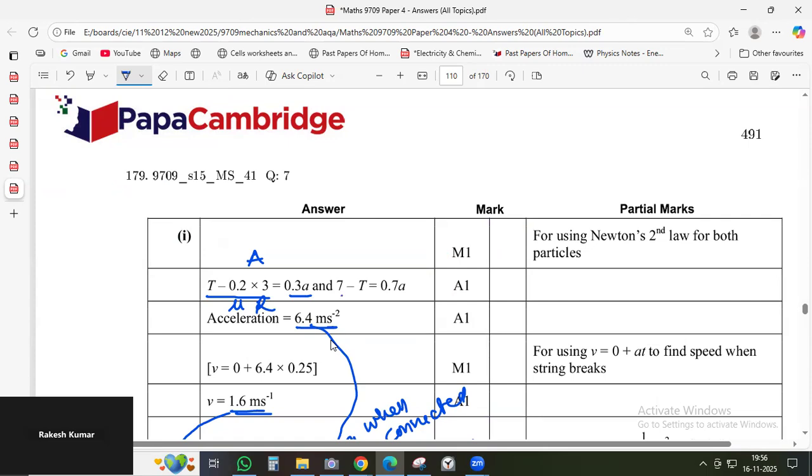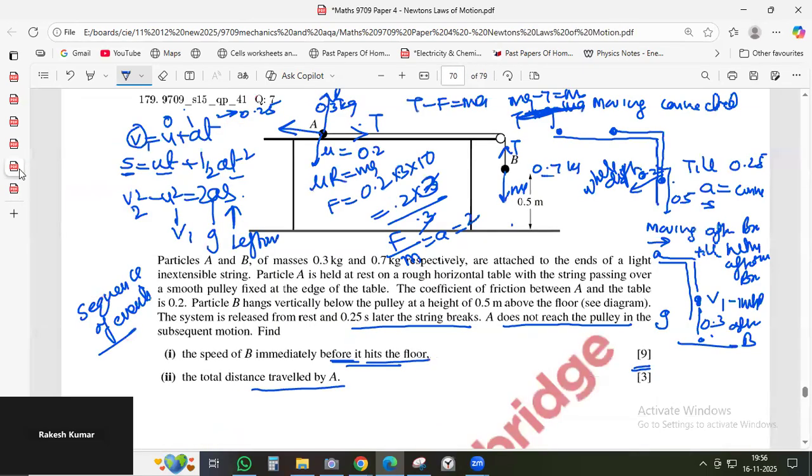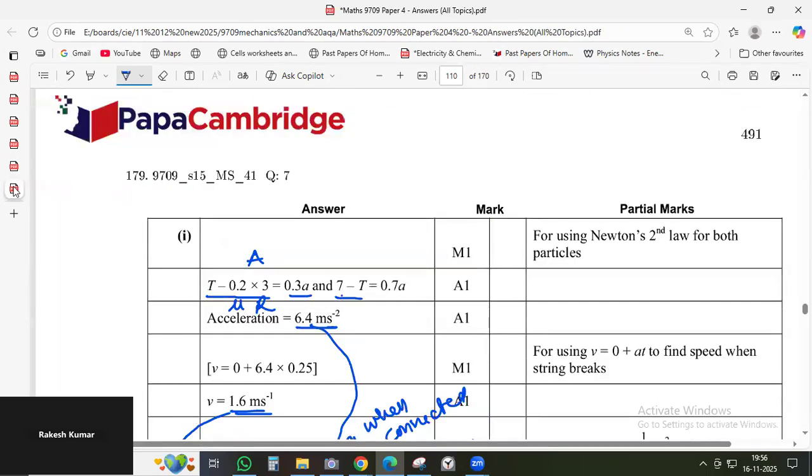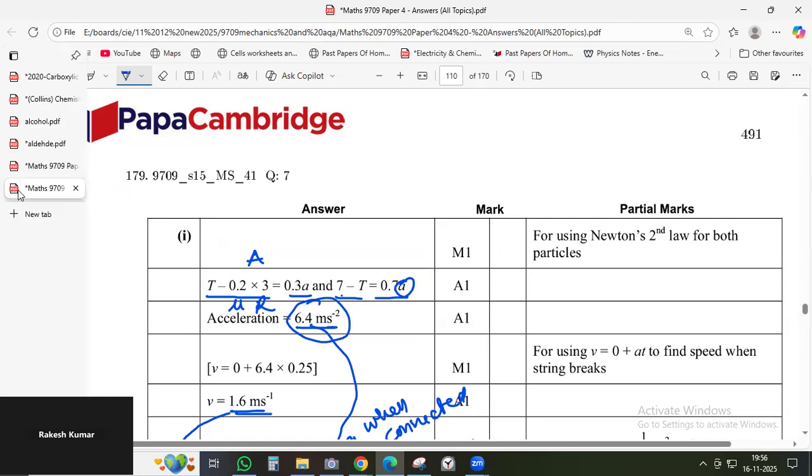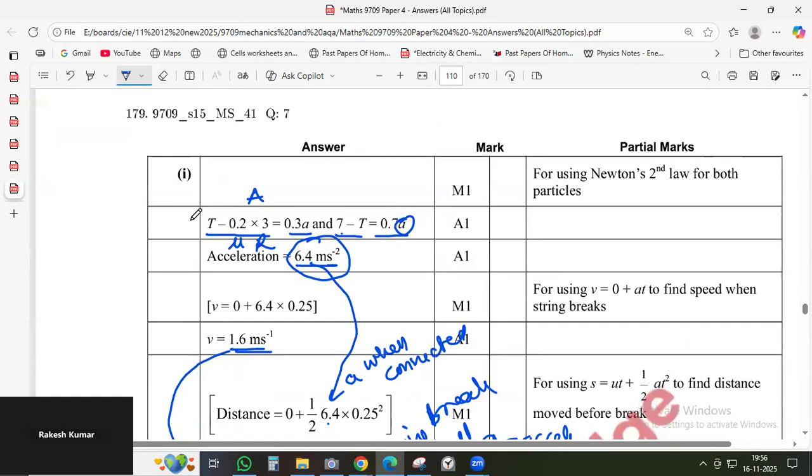That means mg is 0.7 into 10, which is 7, and 7 minus T is equal to 0.7a. So he solves this and he gets acceleration as 6.4, and he gets some tension, but tension is not required. You're not even being asked for it.